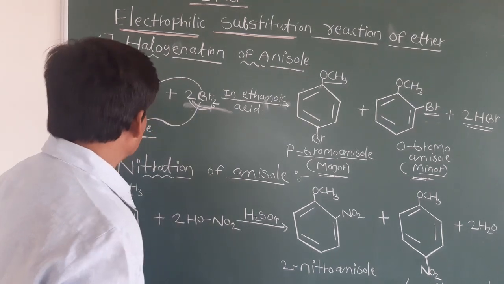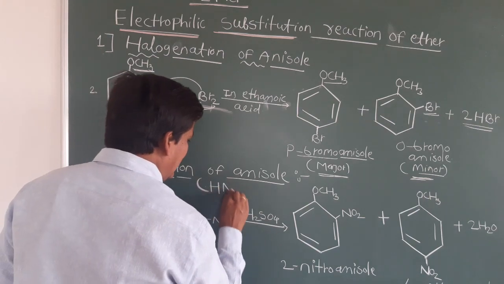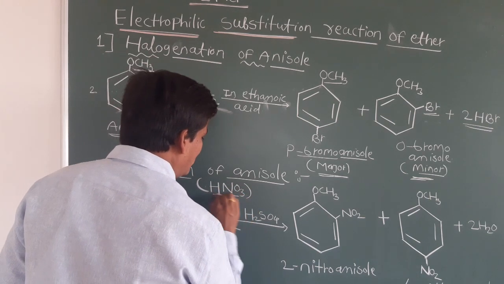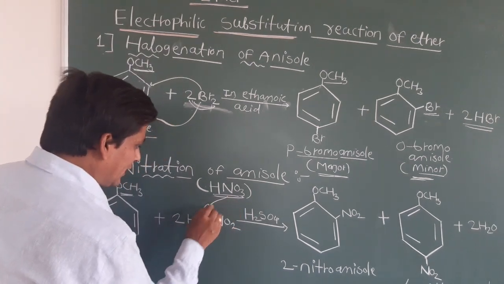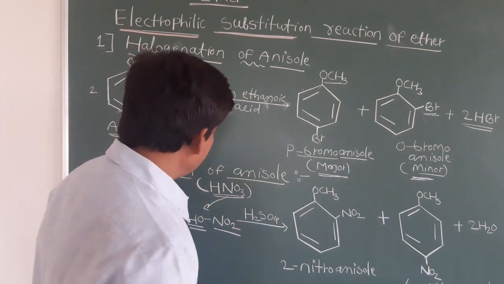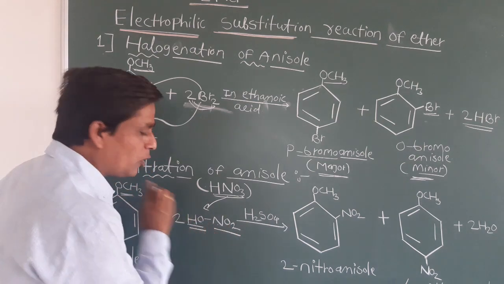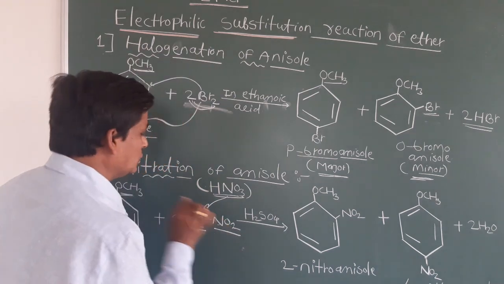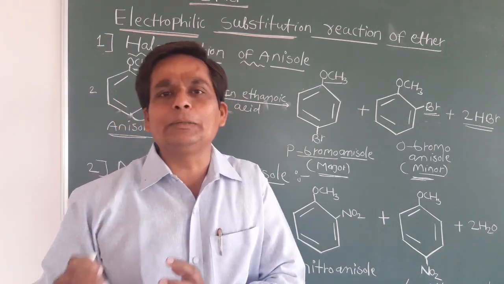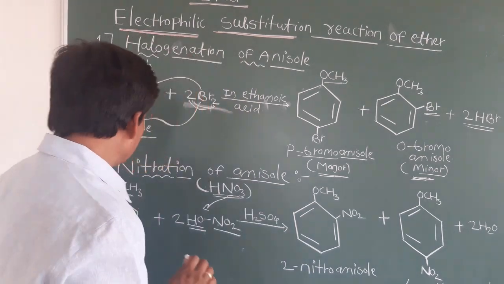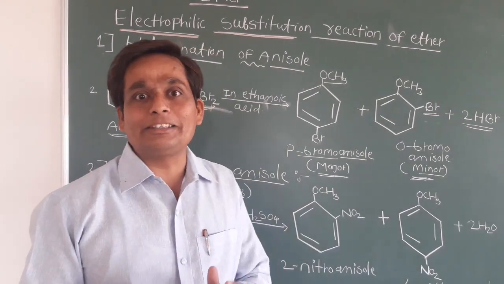This anisole reacts with nitric acid, formula HNO3. But this HNO3 I am going to simplify like this: HONO2. Here 2 oxygens, and 1 more oxygen, means a total of 3 oxygens, HNO3. Nitration is nothing but hydrogen being replaced by the nitro group. Here also the same condition: we will get the para product as the major product.